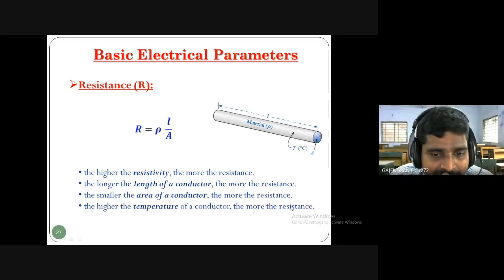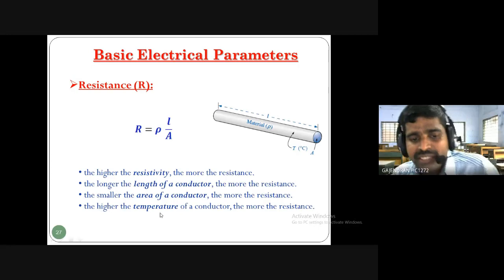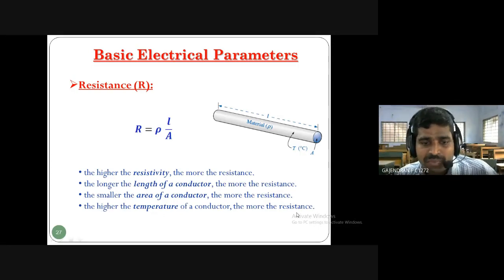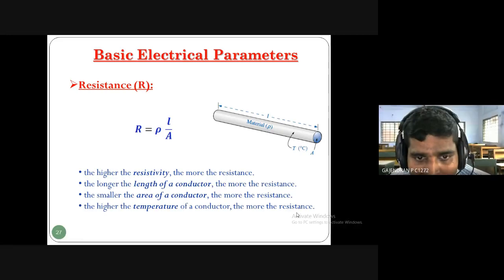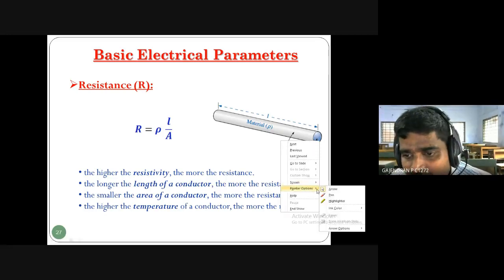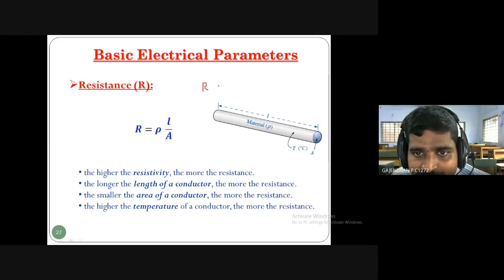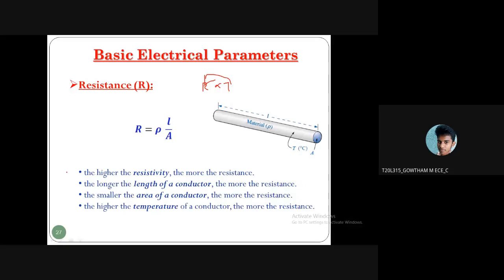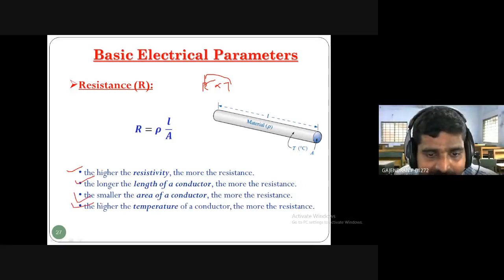With this input, the temperature is not shown there. If you increase the temperature also, the resistance will increase. Please make a note of this last point. Temperature is also directly proportional. If I increase the temperature, immediately resistance will increase. Is it clear to everyone?